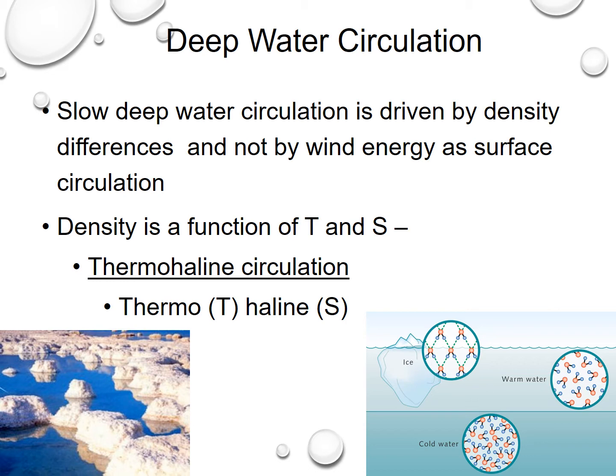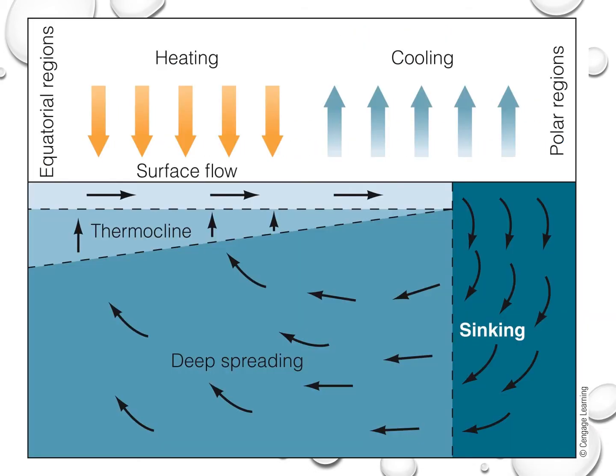And remember that cold water and more saline water is more dense, which you can see in the lower right image. So this is the classic model for the thermohaline circulation. You can see that on the x-axis we have to the left the equatorial regions and to the right the polar regions.